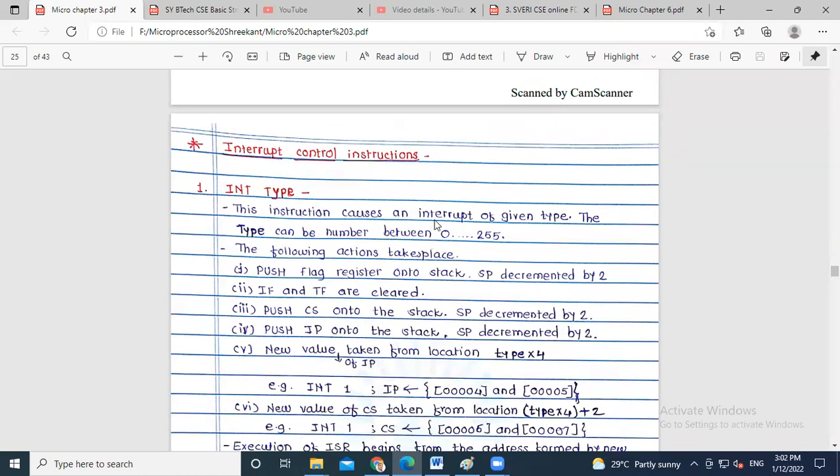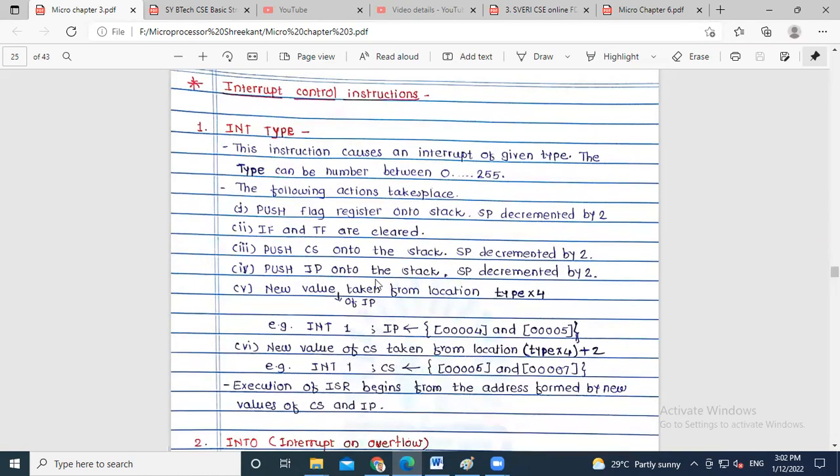The INT type instruction causes an interrupt of the given type. The type can be a number between 0 and 255, which means a total of 256 interrupts are handled by the INT type instruction. All these interrupt instructions are used for push handling, pop handling, and for the instruction pointer and code segment, with the stack pointer being decremented or incremented. We have to use the INT type instruction for this.